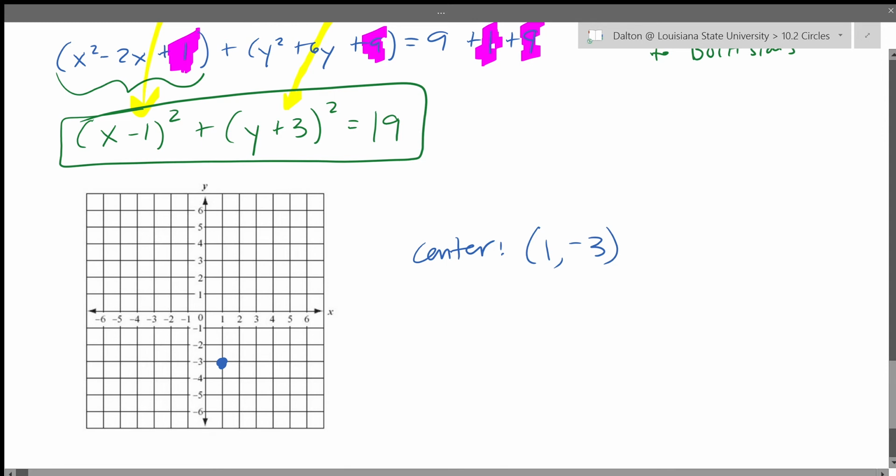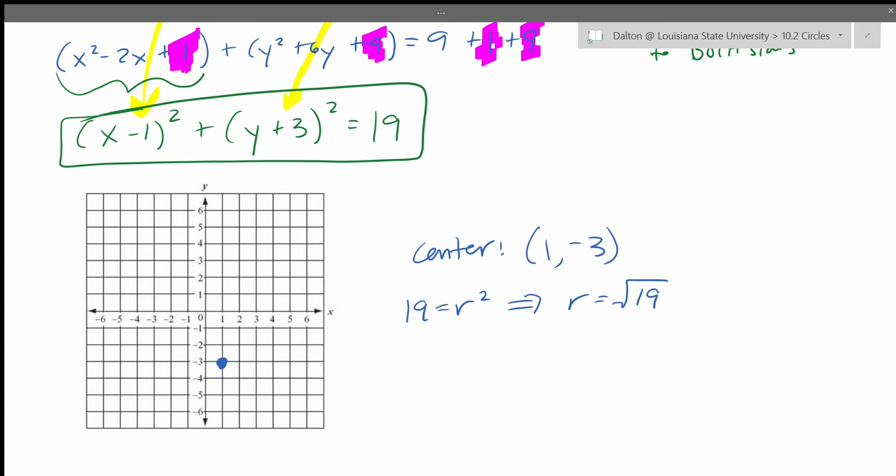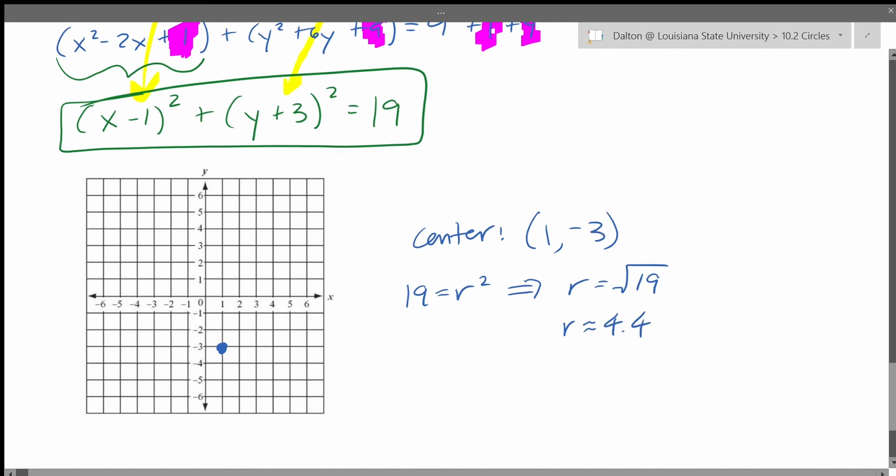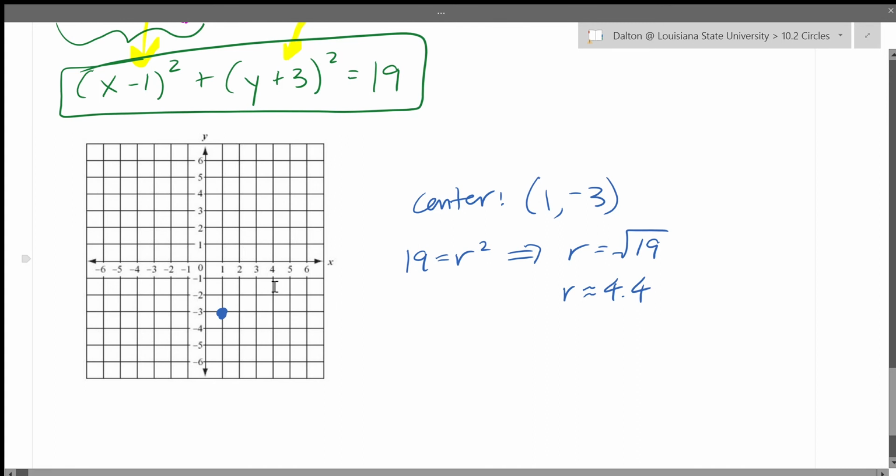And then 19 is r squared, which implies that the radius is the square root of 19. Now, obviously 19 is not a square number, so when that happens and you actually have to graph, you just need to estimate where that is. The square root of 19 is going to be approximately 4.4. So that means starting at your center point, in each direction, up, down, left, right, you want to go approximately 4.4. 1, 2, 3, 4. So it's almost 4.5. It doesn't have to be perfect.